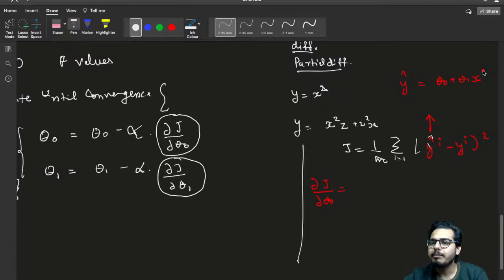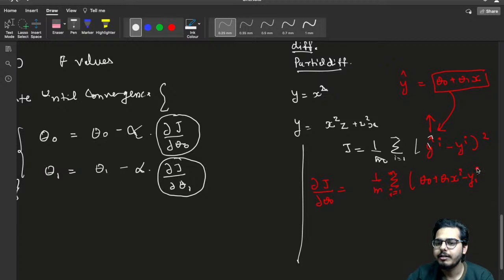So maybe you can just simply write theta naught plus theta 1 x in place of this y hat i. So your loss function will look something like this: 1 over m, summation i goes from 1 to m, and then you will have (theta naught plus theta 1 xi minus yi) square, right?